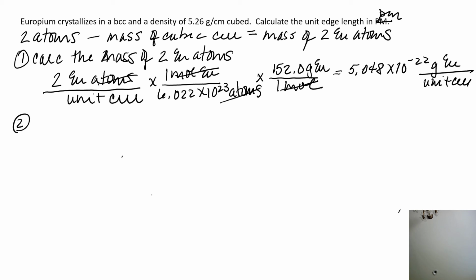Second step, we're going to calculate the volume of the unit cell. Now, why are we going to do that? Remember, V equals A cubed, which is the edge length cubed. So the cube root of V, or A cubed, will equal A, which is our edge length.